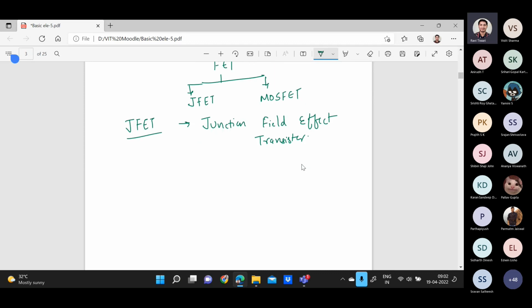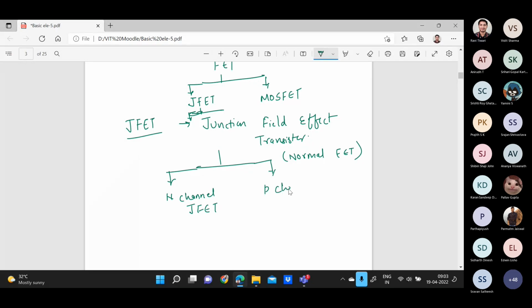It's just like a normal FET. This is also called the normal FET. It is of two types. One is called the N channel, another one is the P channel. So in JFET also we have two types. One you can assume is the N channel JFET, N channel junction field effect transistor. Another one is the P channel JFET.